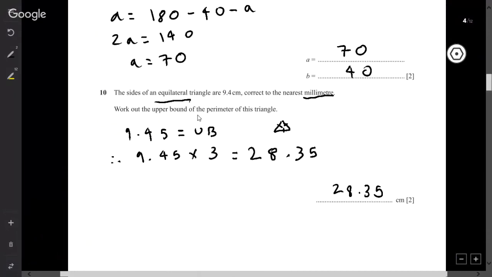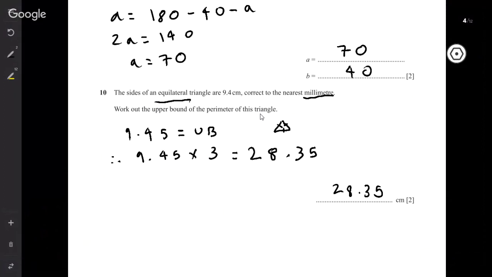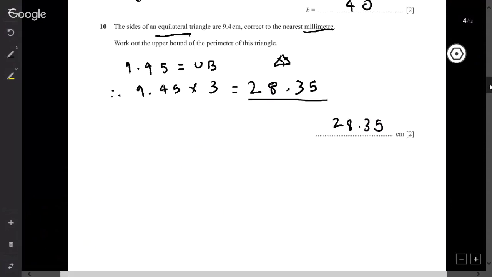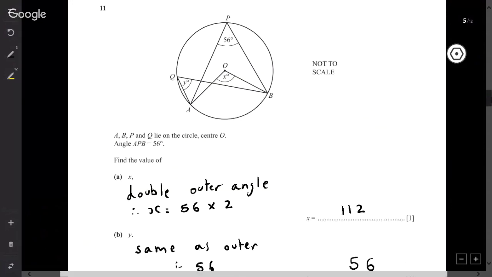The sides of an equilateral triangle are 9.4 cm correct to the nearest millimeter. Work out the upper bound of the perimeter. Okay, so perimeter is the outside line. So there are 3 equal sides. So let's say the upper bound is 9.45. So 9.45 times 3 gives us the upper bound of the perimeter of 28.35. Simple.